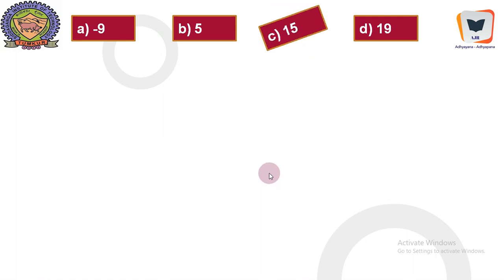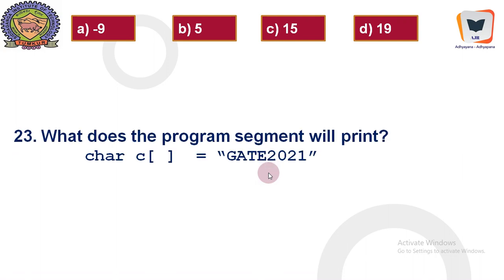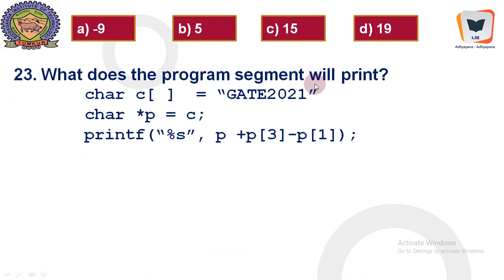See how it is to be traced. There are intricate details and we should be very careful. Okay, we should follow. What will the program segment print? Character C. This is a string constant or string literal. Okay, the first cell address is C. Character star p, a pointer to character variable equal to C. So the very first cell is pointed to by this p as a pointer.